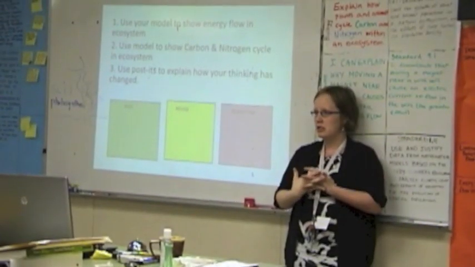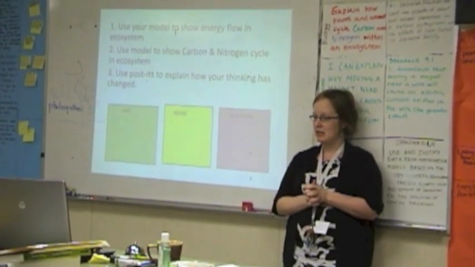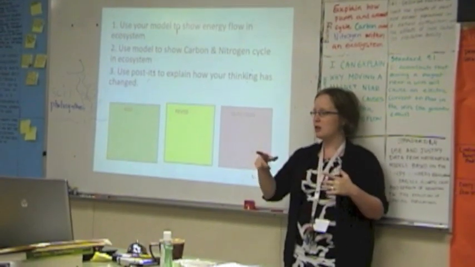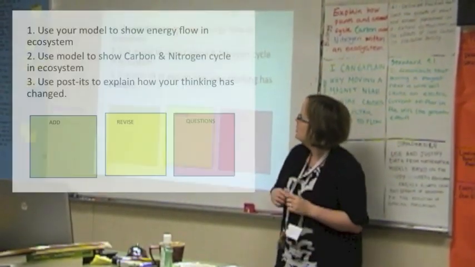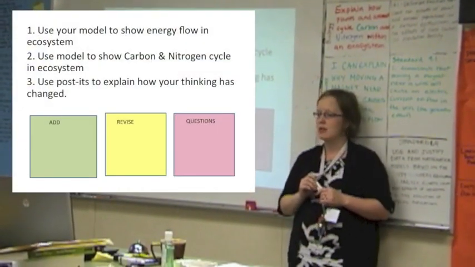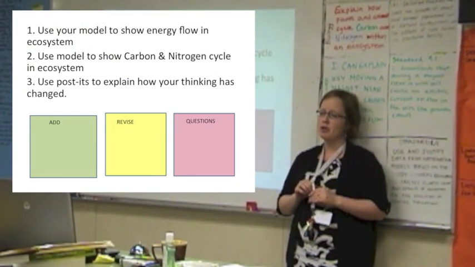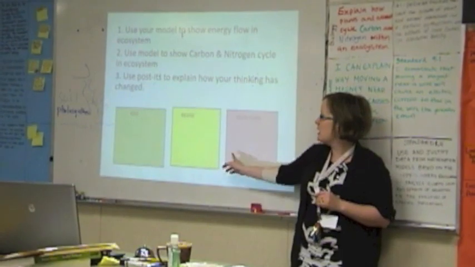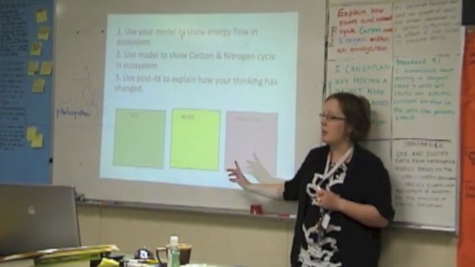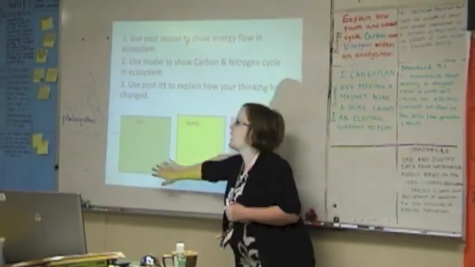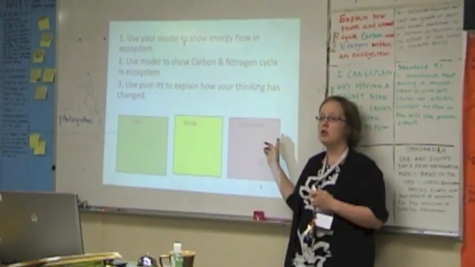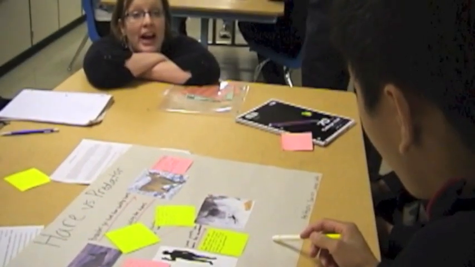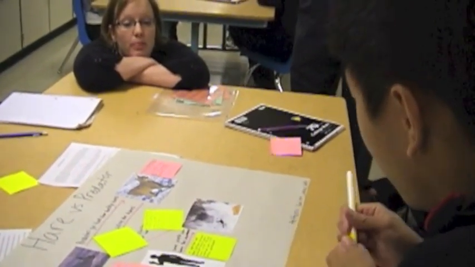So what I'd like you to do is take maybe about 20 minutes to get with your group and find your poster and use your model to show how energy flows in the ecosystem. Use your model to show the carbon and nitrogen cycle in that ecosystem. And then remember, we can use these post-its, green, yellow, and pink, to say what you're adding, revising, or new questions that you have. Oh, you're going to add nitrogen and carbon to your poster?